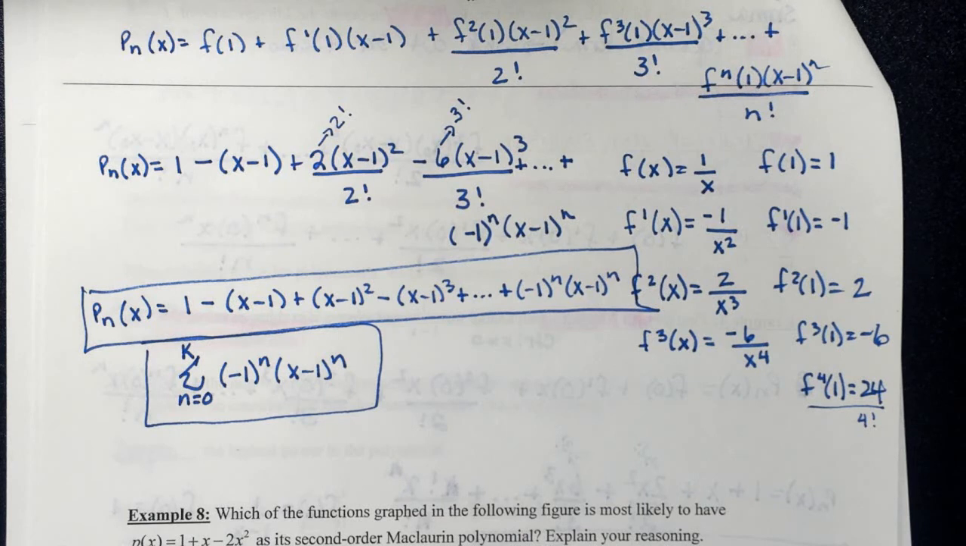So any questions on that? Again, it very well may happen that you have to include an alternator as part of your Taylor and Maclaurin if the signs are alternating. All right, so any questions on that? All right, let's take a look at the next.